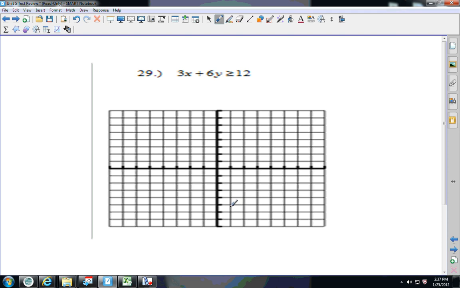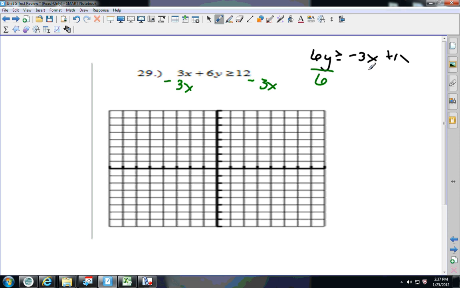29. I can't graph it the way it is. I have to solve for y. I'll have to subtract 3x from each side. I get 6y greater than or equal to negative 3x plus 12. Now I'm going to divide by 6.